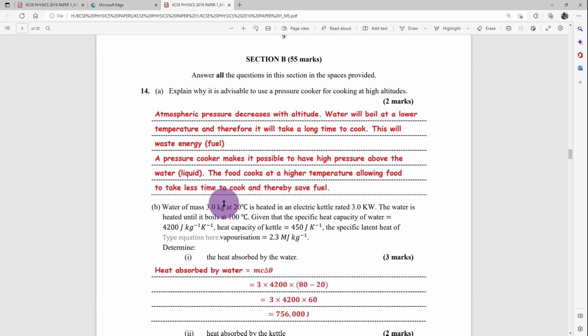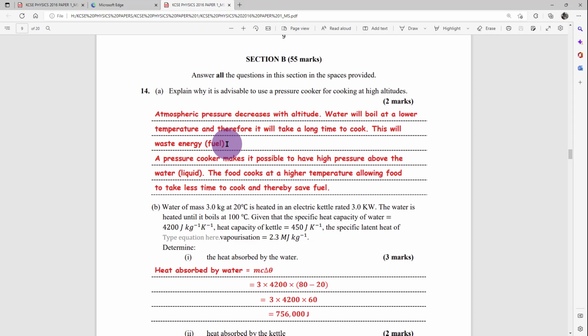Section B, question number 14. Question number 14A. Explain why it is advisable to use pressure cooker for cooking at high altitudes. Of course, at high altitudes, the higher one rises above the sea level, the lower the pressure gets. So atmospheric pressure decreases with altitude. Water will boil at a lower temperature, and therefore it will take a long time to cook. This will waste energy, that is the fuel.